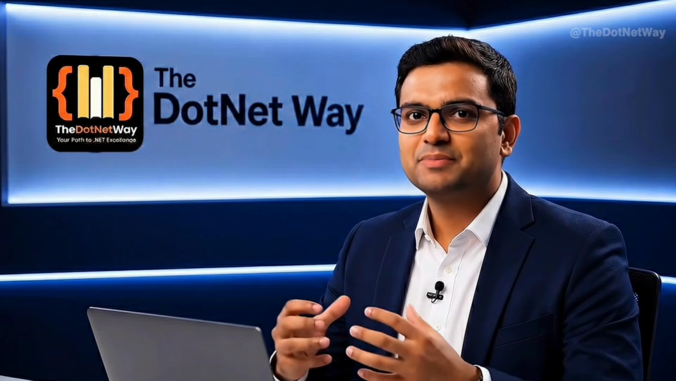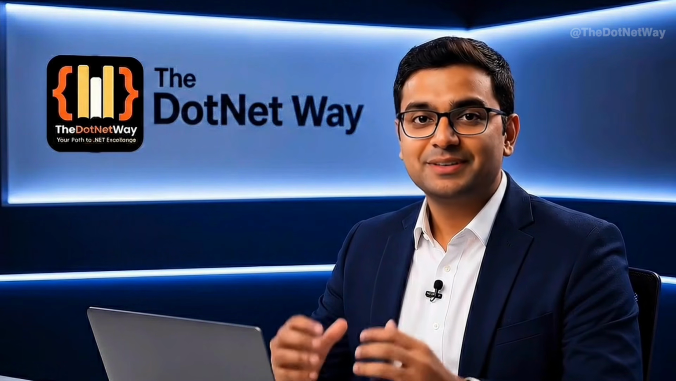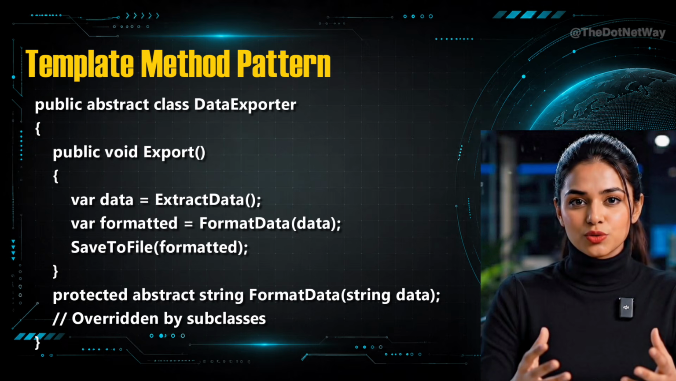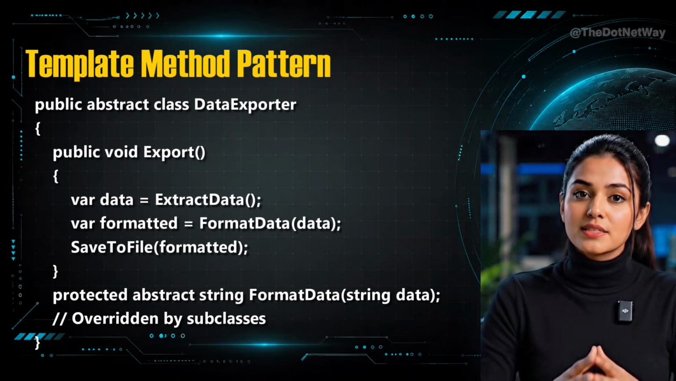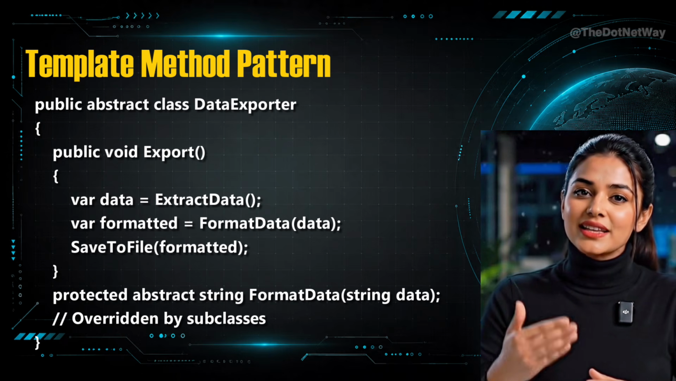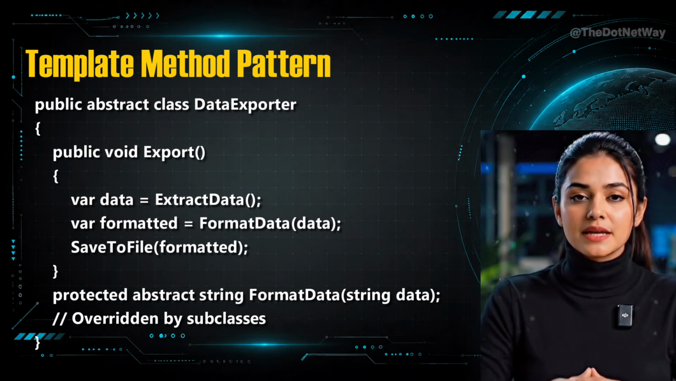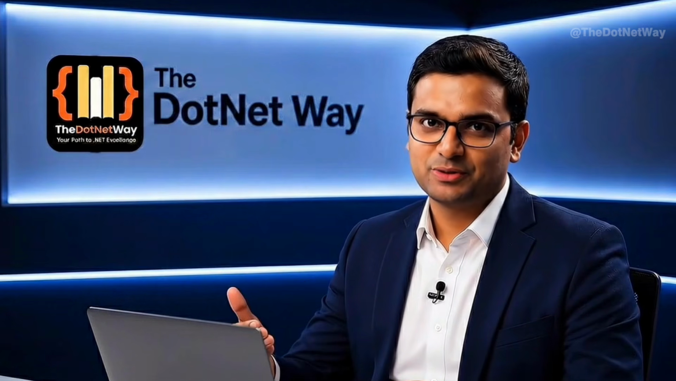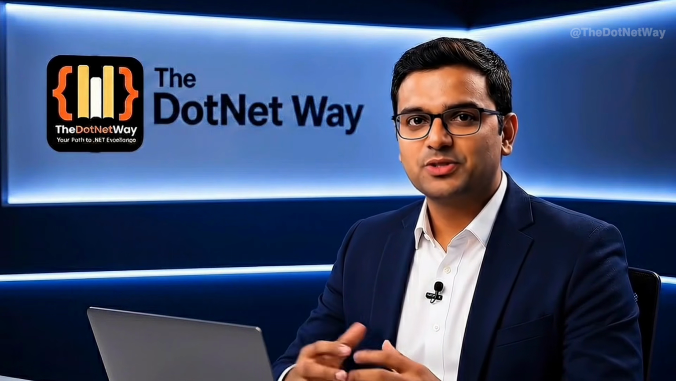What about the template method pattern? Where does that fit in? The template method pattern defines the skeleton of an algorithm in a base class, but lets subclasses override specific steps. For example, if I'm exporting reports, the base class controls the overall step-by-step process. But I can create a PDF exporter or CSV exporter that overrides only the format data step, keeping the core logic safe from duplication.